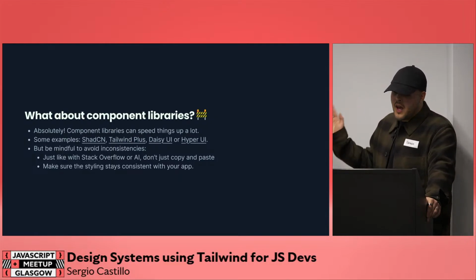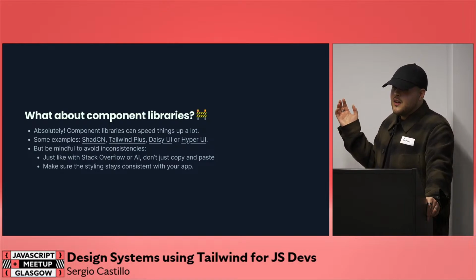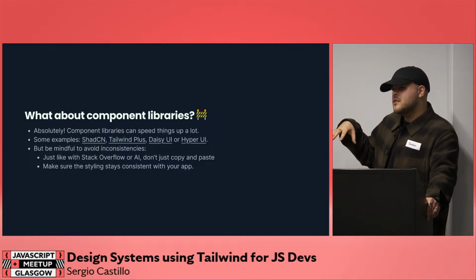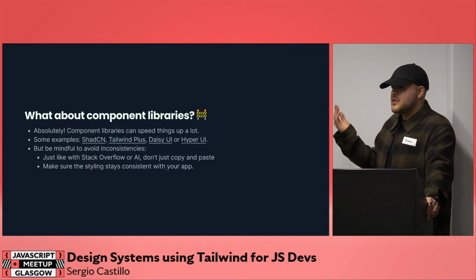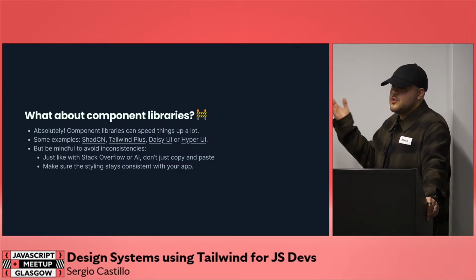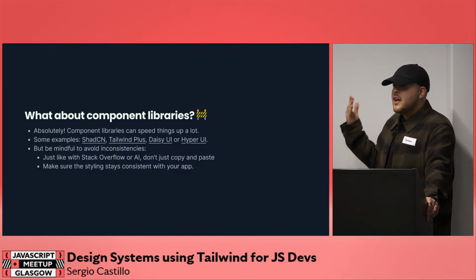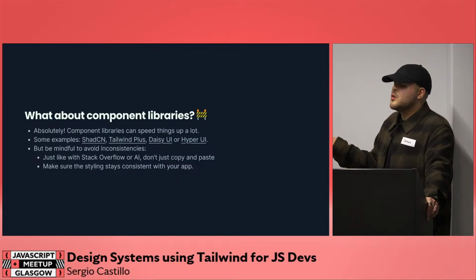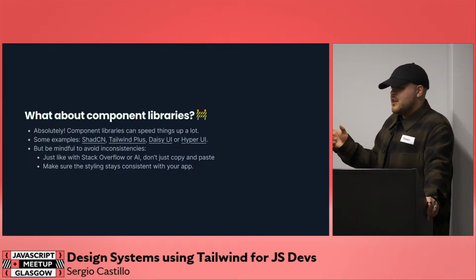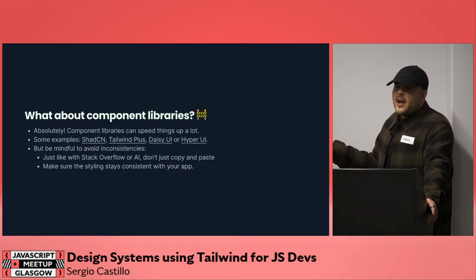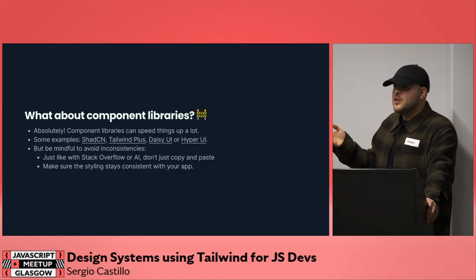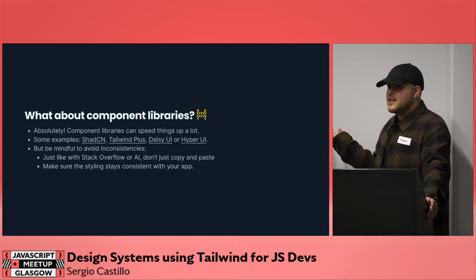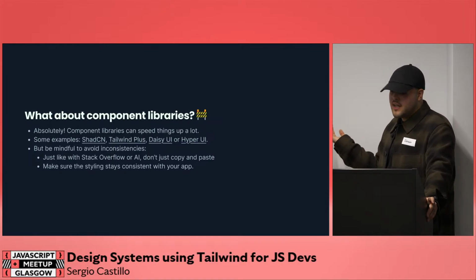If you end up having components from different libraries that have ever so slightly different styles, then that is a problem. I feel like this is advice that can be applied to Stack Overflow, ChatGPT, or even Copilot. If you just copy and paste code and you don't know what's going on, then you're not doing your job well, essentially. You should pay attention to the values that are being used and make sure that they match what you're building or what your branding is.